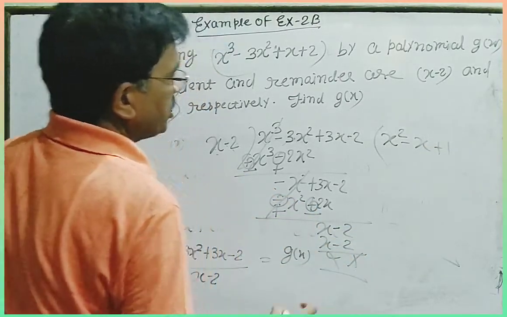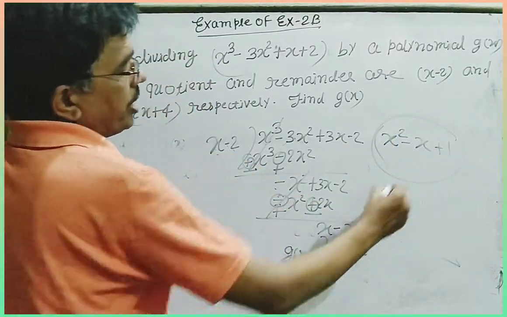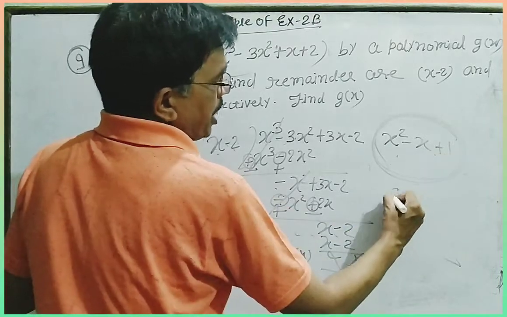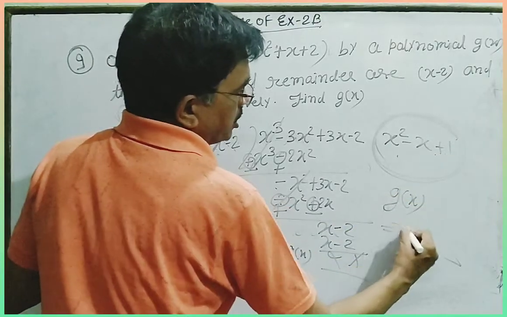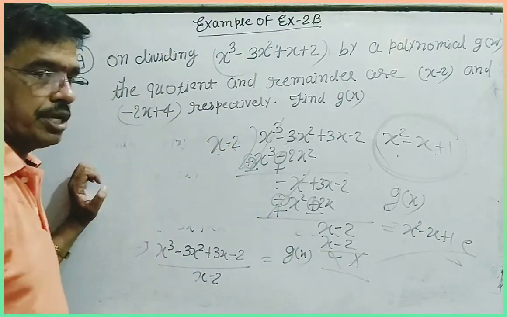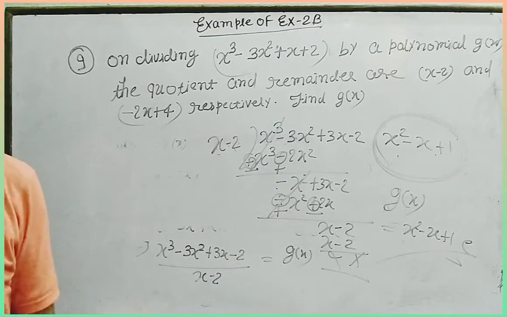Then your question is what is the divisor? Then x square minus x plus 1 is the g(x). So write g(x) is equal to x square minus x plus 1. It is your answer. So write the formula and then you can find the value of this.